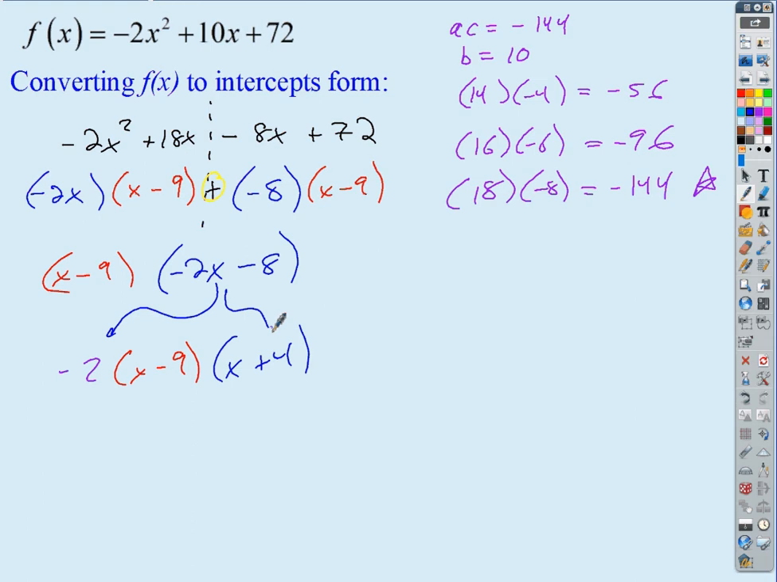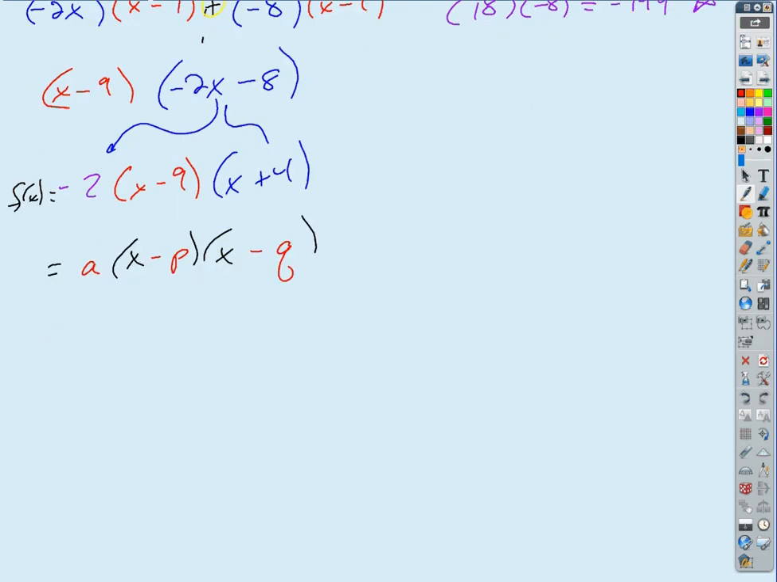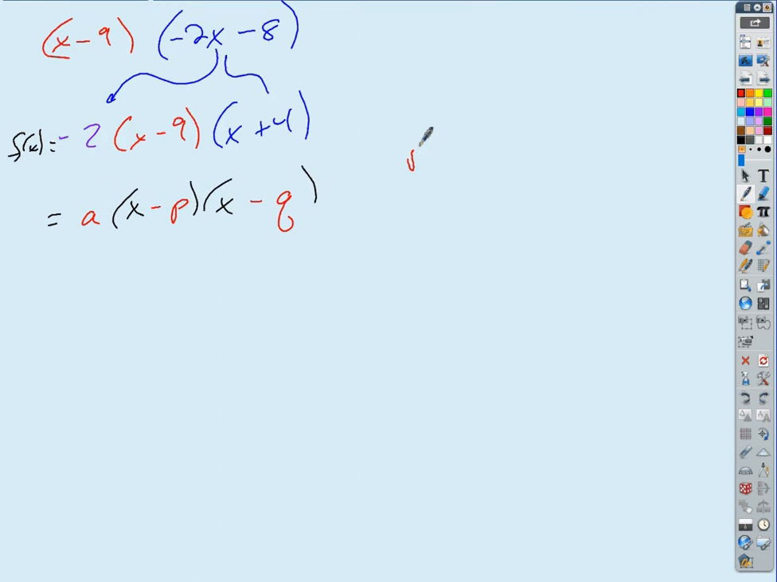Well, that's intercepts form, right? Because what's intercepts form? Intercepts form is a times x minus p times x minus q, where p and q are the x-intercepts. So what are my x-intercepts? 9 and negative 4, right? Doesn't matter what the order is, right? So those are my intercepts at 9 and negative 4.